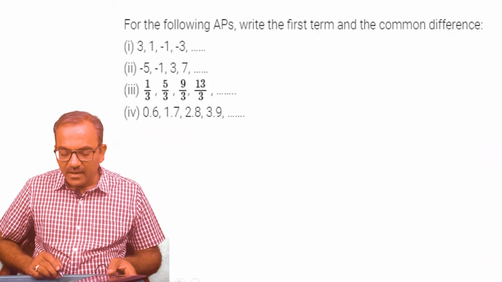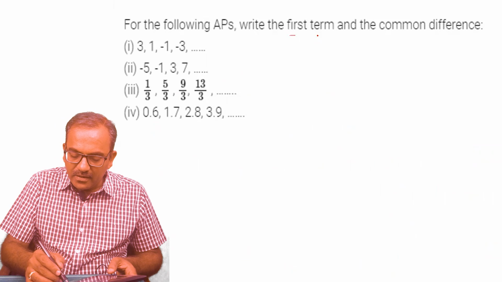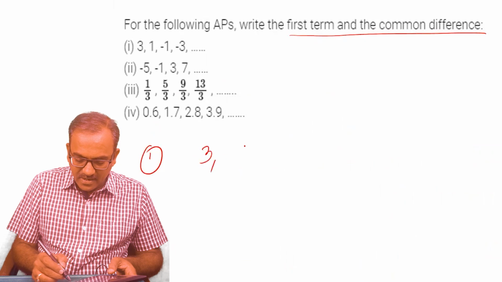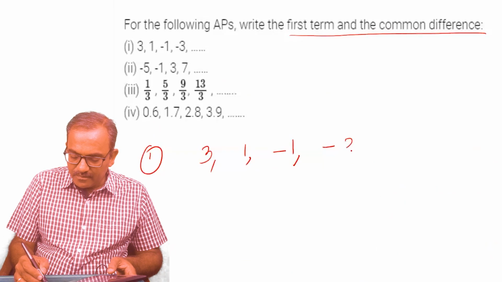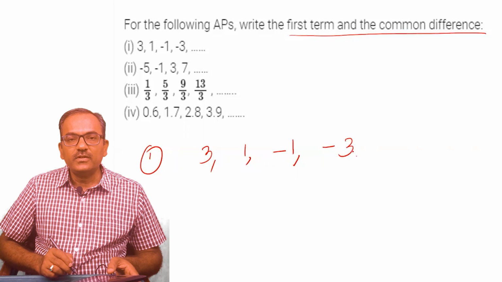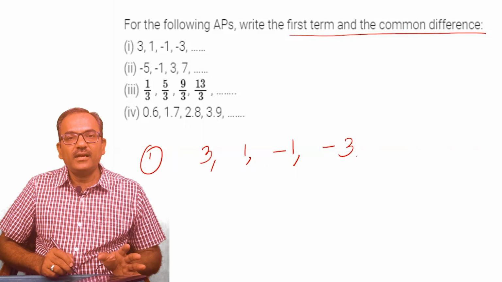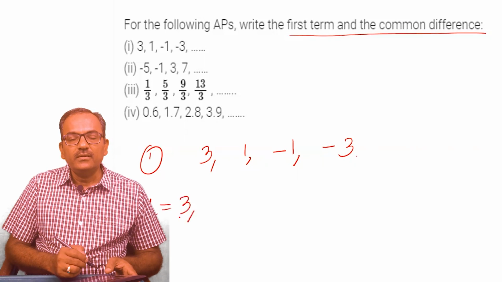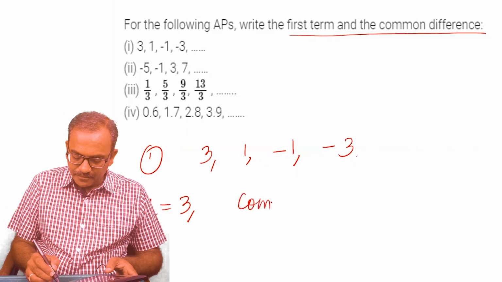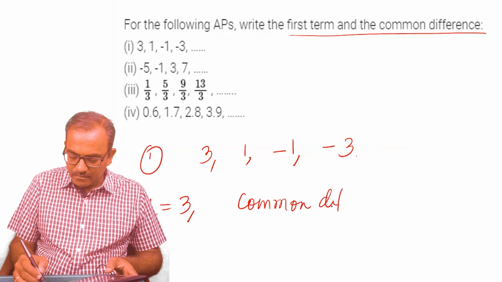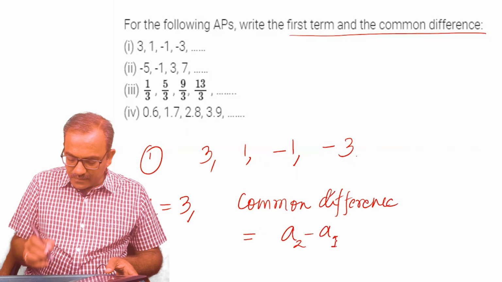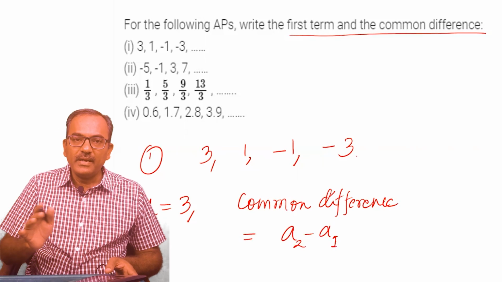For the following APs, write the first term and the common difference. The first AP is 3, 1, minus 1, minus 3. The very first term is always taken as the first term, so A is equal to 3. Then how do you find the common difference? Common difference is always given by A2 minus A1 or A3 minus A2.